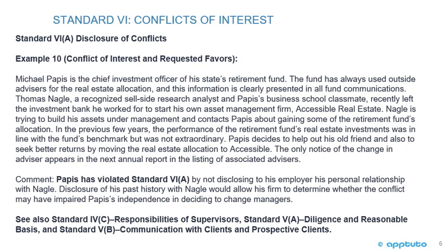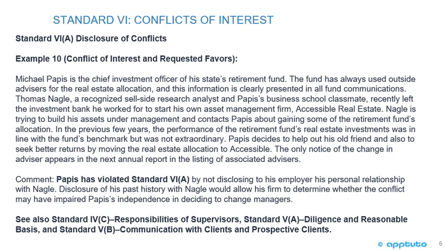We're going to finish this Standard 6A, disclosure of conflicts, with an example from the text. Michael Pappas is the Chief Investment Officer of his state's retirement fund. The fund has always used outside advisors for the real estate allocation, and this information is clearly presented in all fund communications. Thomas Nagel, a recognized sell-side research analyst and Pappas's business school classmate, recently left the investment bank he worked for to start his own asset management firm, Accessible Real Estate.